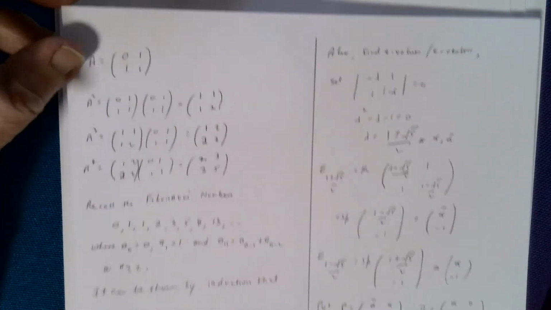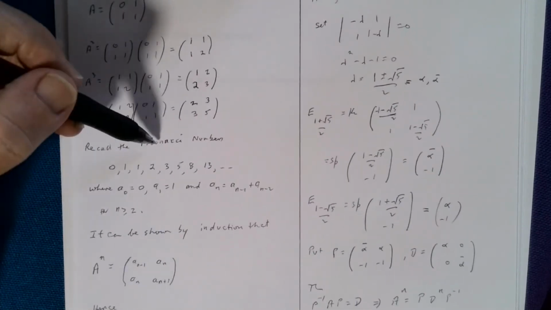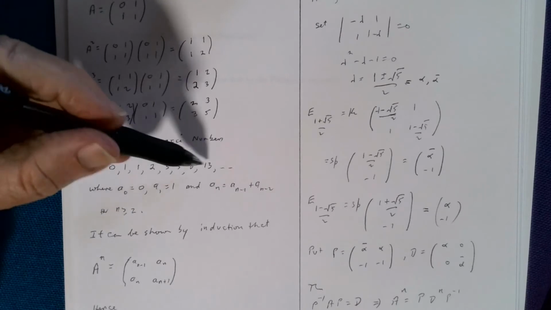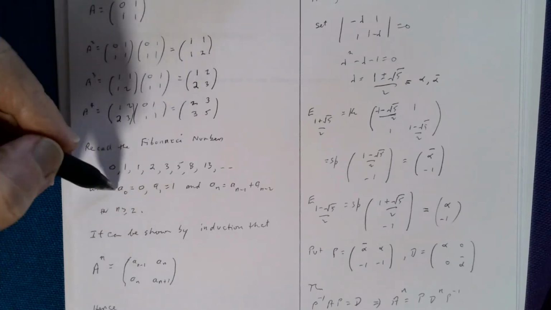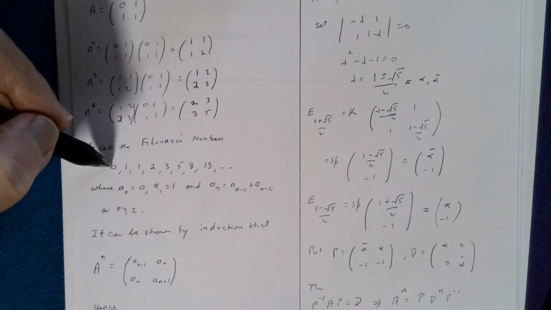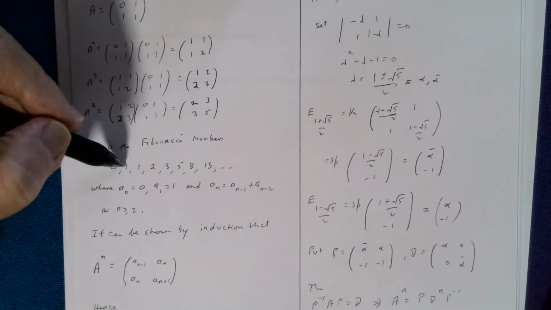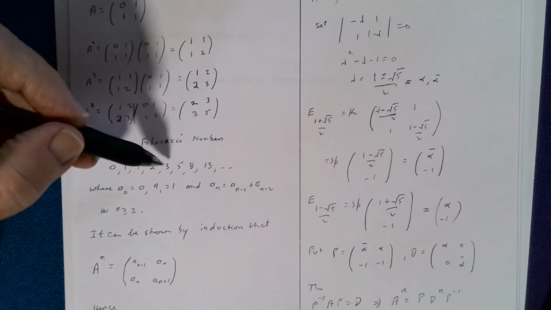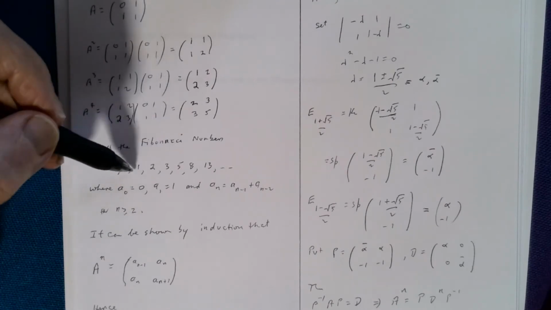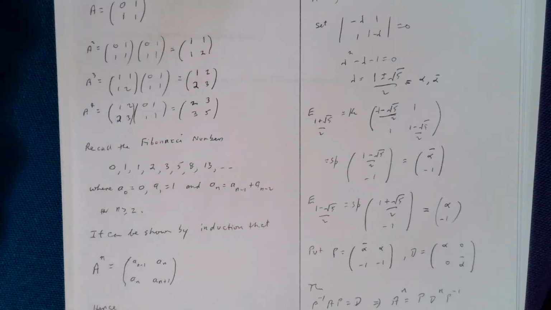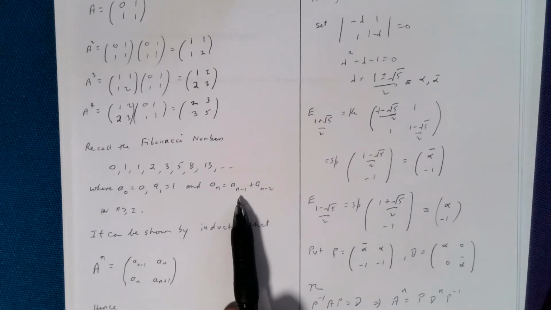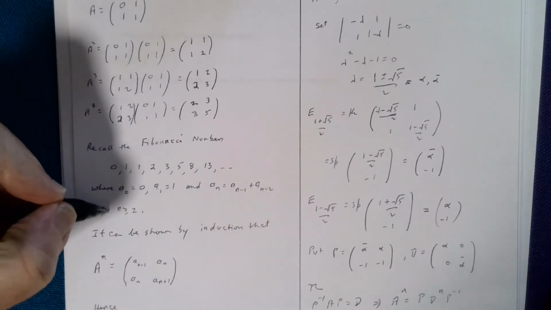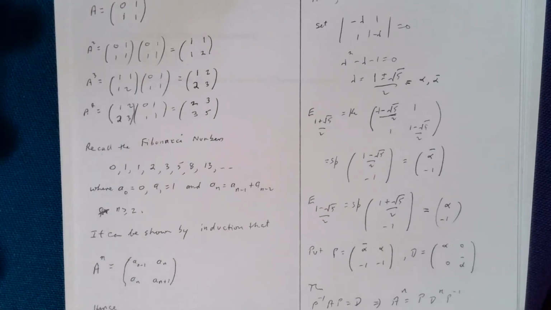Now, just recall the Fibonacci numbers are the numbers 0, 1, 1, 2, 3, 5, 8, 13. So I'm going to call this one a0, this one a1. And then the whole point about the Fibonacci numbers is that every number in the sequence is the sum of the two before it. So a_n is a_{n-1} plus a_{n-2} for n greater than or equal to 2. And that defines the Fibonacci sequence.